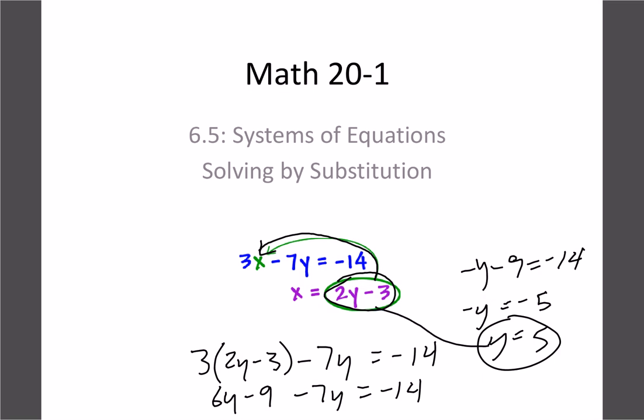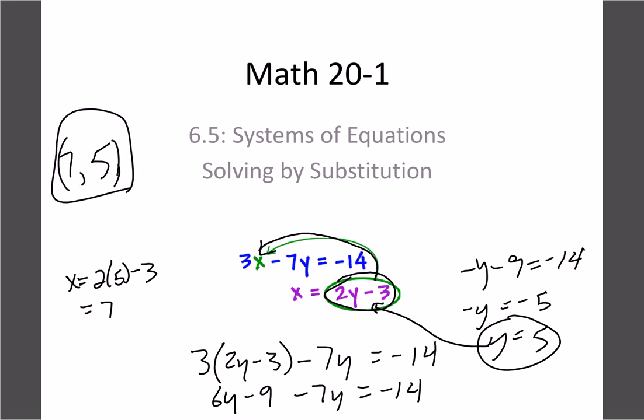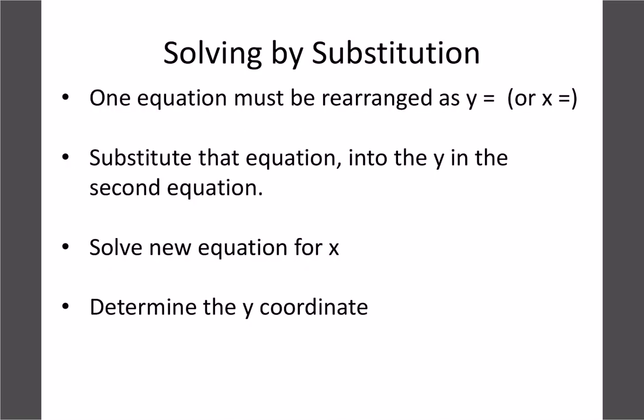And then what we'd have to do is substitute that back in to solve for x. So we'd have 2 times 5 minus 3, which would be 7. So in this case, our solution would be x is 7, y is 5, and we're done. So it's just an alternate way of graphing, and in some cases it works a little bit better than graphing, other cases not so much.